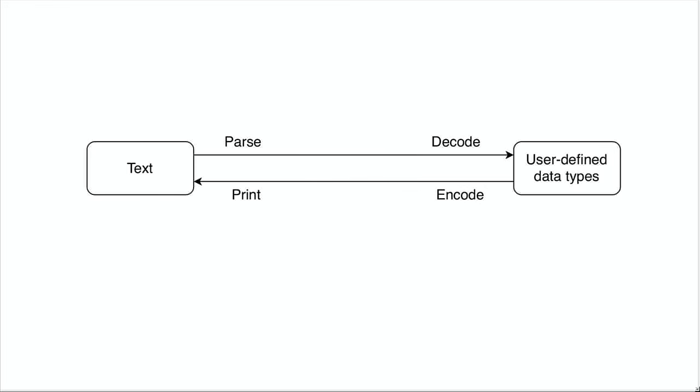Or we could do this. We could skip the intermediate data structure altogether and just say parse and decode in one go, right? And then on the other side, just encode and print. So take my data types and make text happen, right? Without an intermediate data structure.